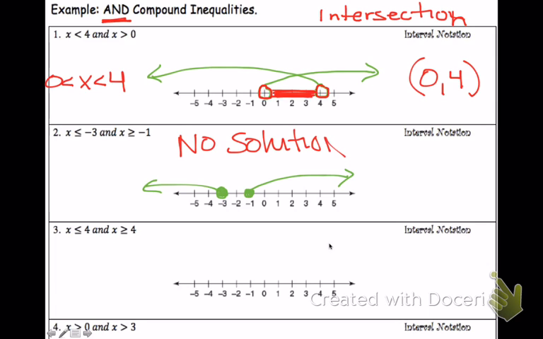There's nowhere where the first one and the second one will hold true at the same time. So it's no solution. So there is no interval notation in this case. There's no answer. Let's move on to number 3. At 4, we're going to go to the left, closed circle. At 4 again on top of itself, it's going to go to the right.